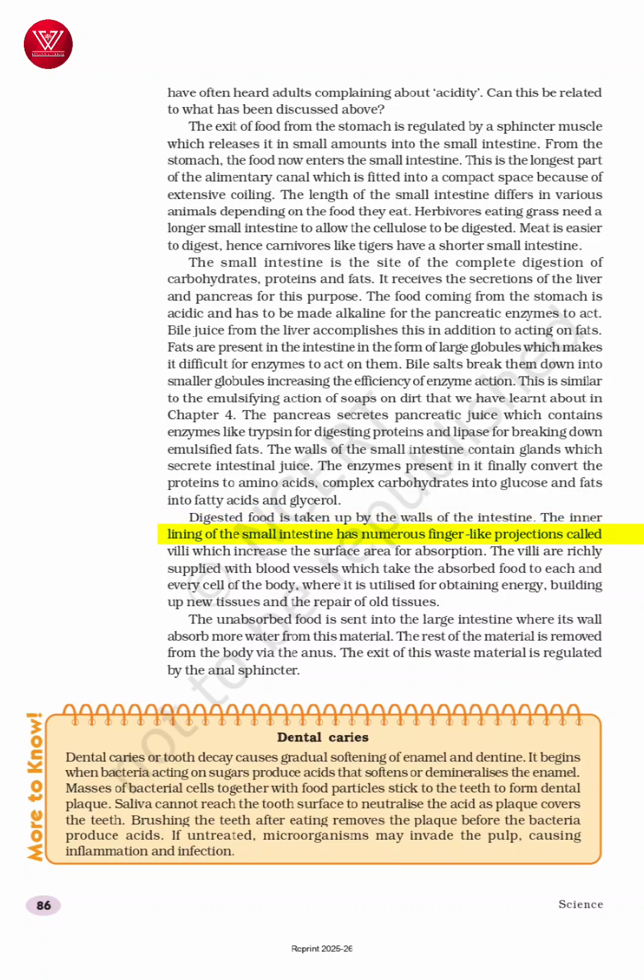The inner lining of the small intestine has numerous finger-like projections called villi, which increase the surface area for absorption. The villi are richly supplied with blood vessels, which take the absorbed food to each and every cell of the body, where it is utilized for obtaining energy, building up new tissues, and the repair of old material.